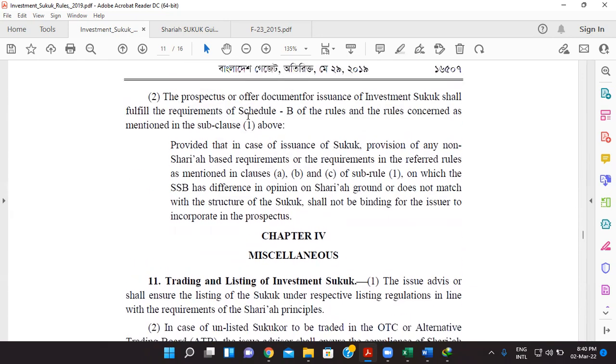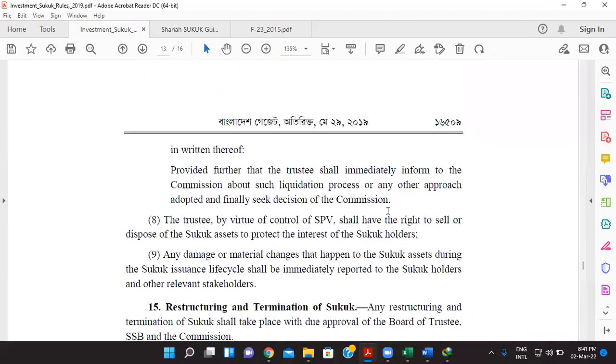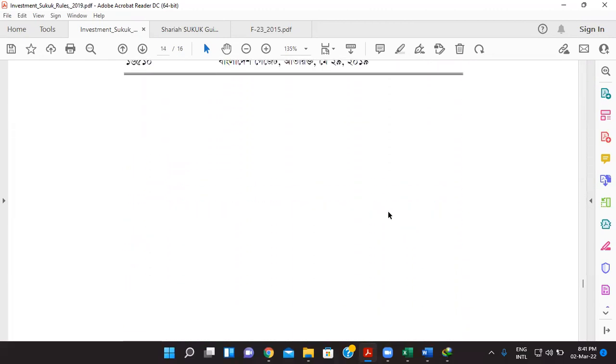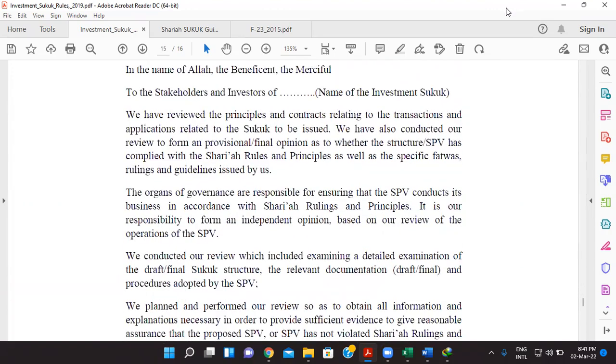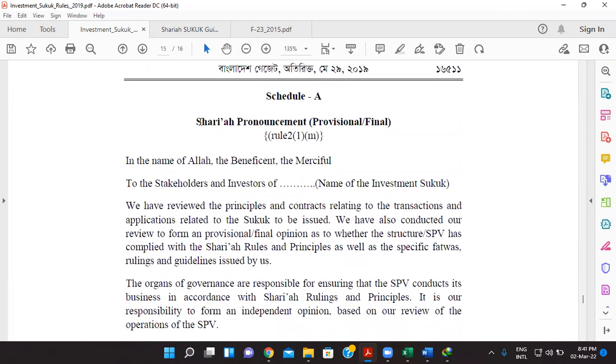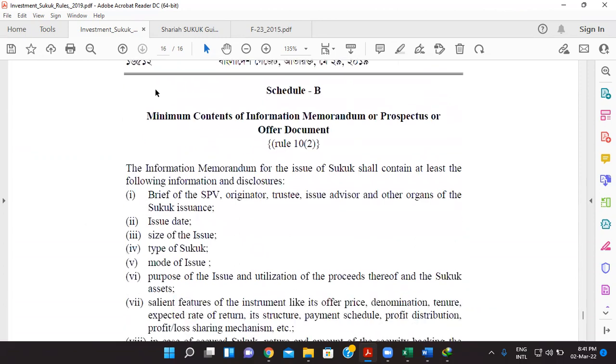Okay, let me take you to the Schedule B to look at what are the components you have to include in the investment sukuk prospectus. Okay, it is the Schedule A. This is the Sharia pronouncement. Can you recall that I mentioned this word, the Sharia pronouncement, which shall be given by the Sharia Supervisory Board? Okay, fine. Schedule B. What I said, what are the contents to be included in the prospectus or the offering document?